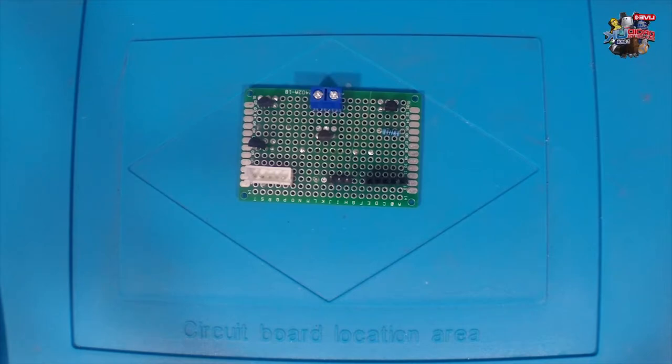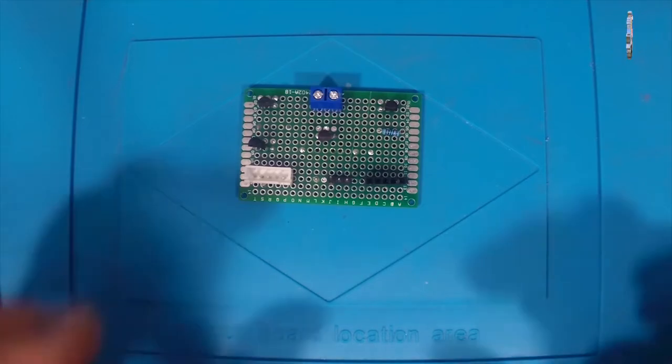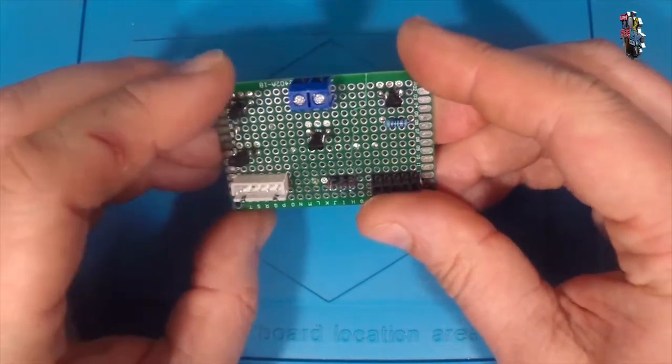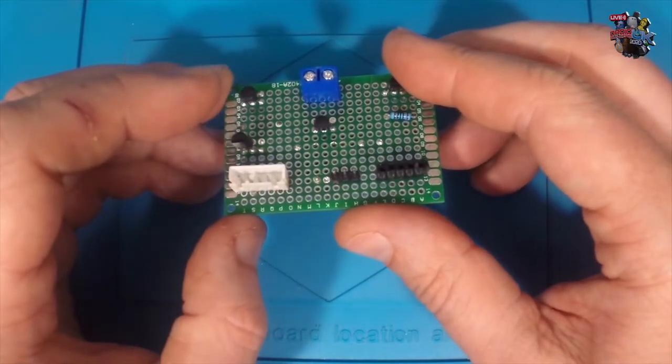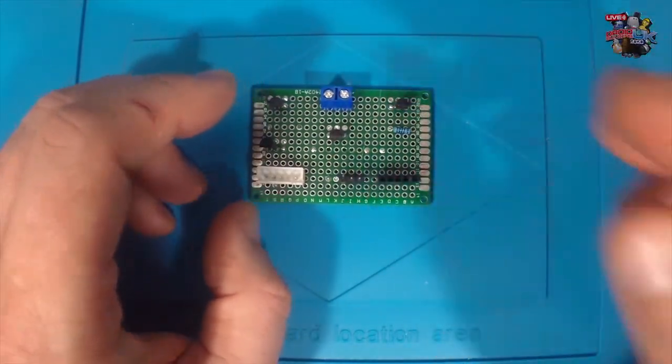But assuming that we can't, we'll have a look at a couple of techniques that we can use to get these components out of a board. So we're going to have a look at these transistors we've got in the board and look at the different ways we can use to get them out again.